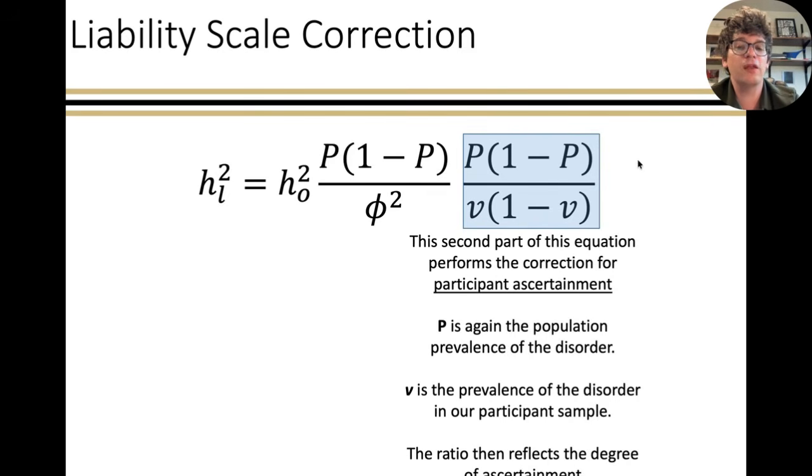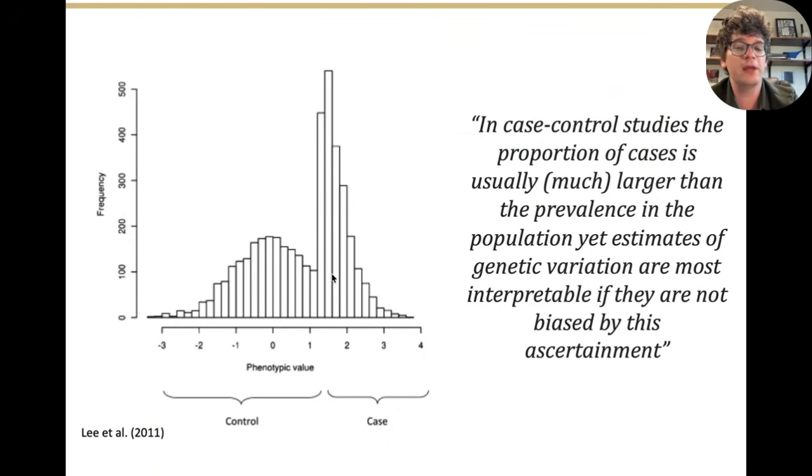The second part of the correction is for participant ascertainment. So this reflects the fact that when we are studying a disorder of interest, we are often oversampling for that disorder in our data set. If we're interested in depression, we put out flyers specifically recruiting for depression cases to come into our study, and so we create this distribution that is very skewed, which you can see in this plot here. So this is from a 2011 paper discussing the liability scale distribution, where instead of showing the liability scale bell curve that we saw in the previous slides, what this is showing is a distribution of phenotypic values in our actual data set that we've collected. Where here we have the controls, and then we have this very skewed distribution of cases because we've oversampled.